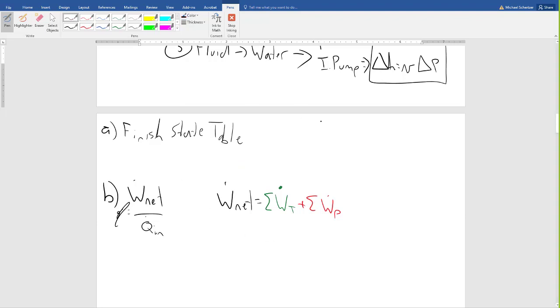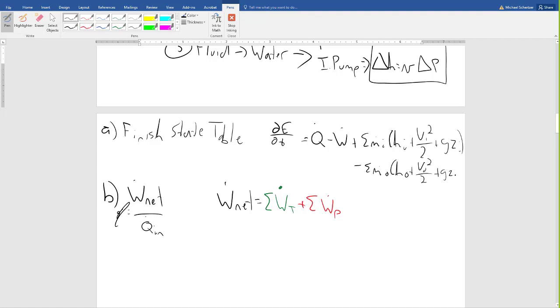So now I've got to start thinking about the first law, right? So dE by dt is equal to the sum of m dot... No, it's not. You can tell I was a little late getting in this morning. My brain's a little scattered. Q dot minus W dot plus the sum of m dot in, H in plus V in squared over 2 plus GZ in, minus the sum of m dot out, H out plus V out squared over 2 plus GZ out.